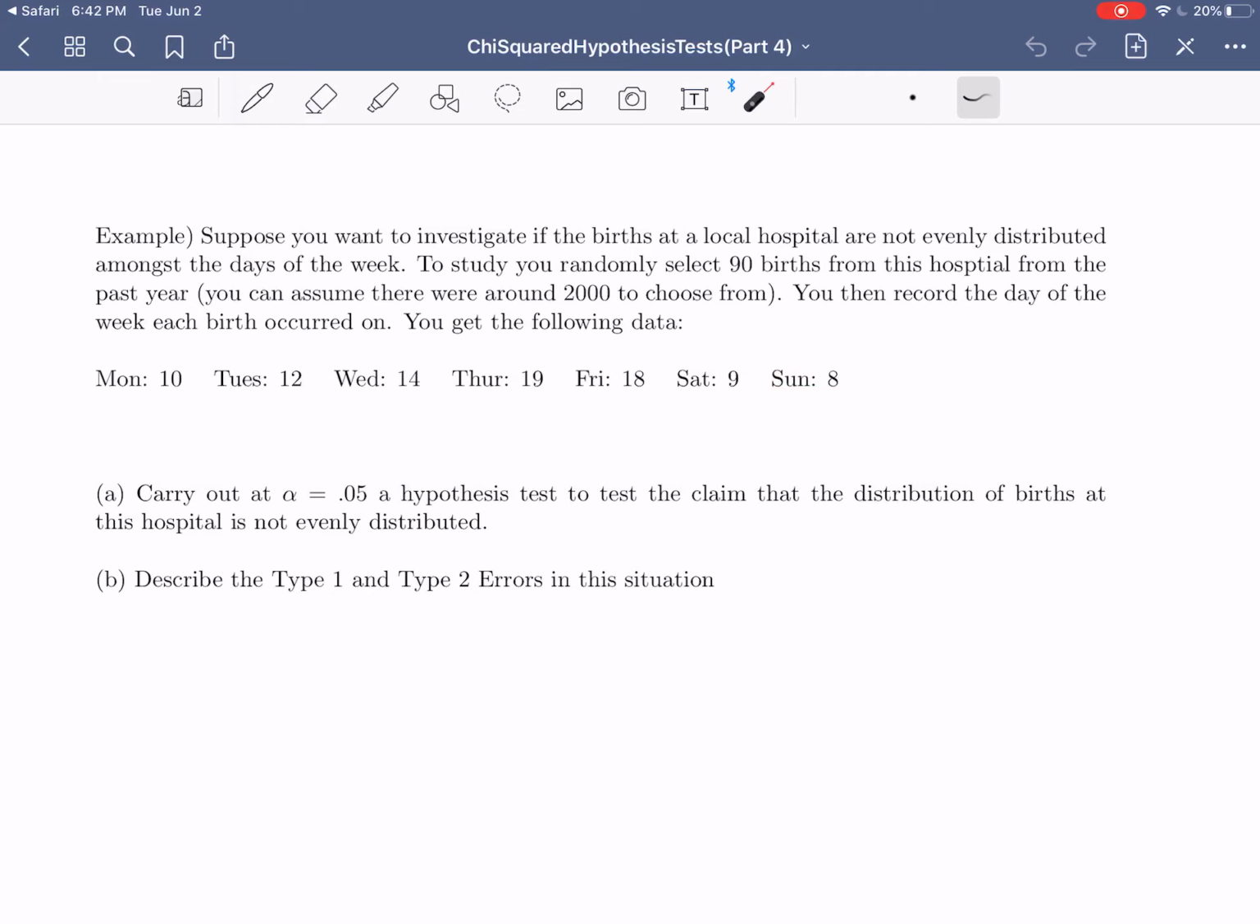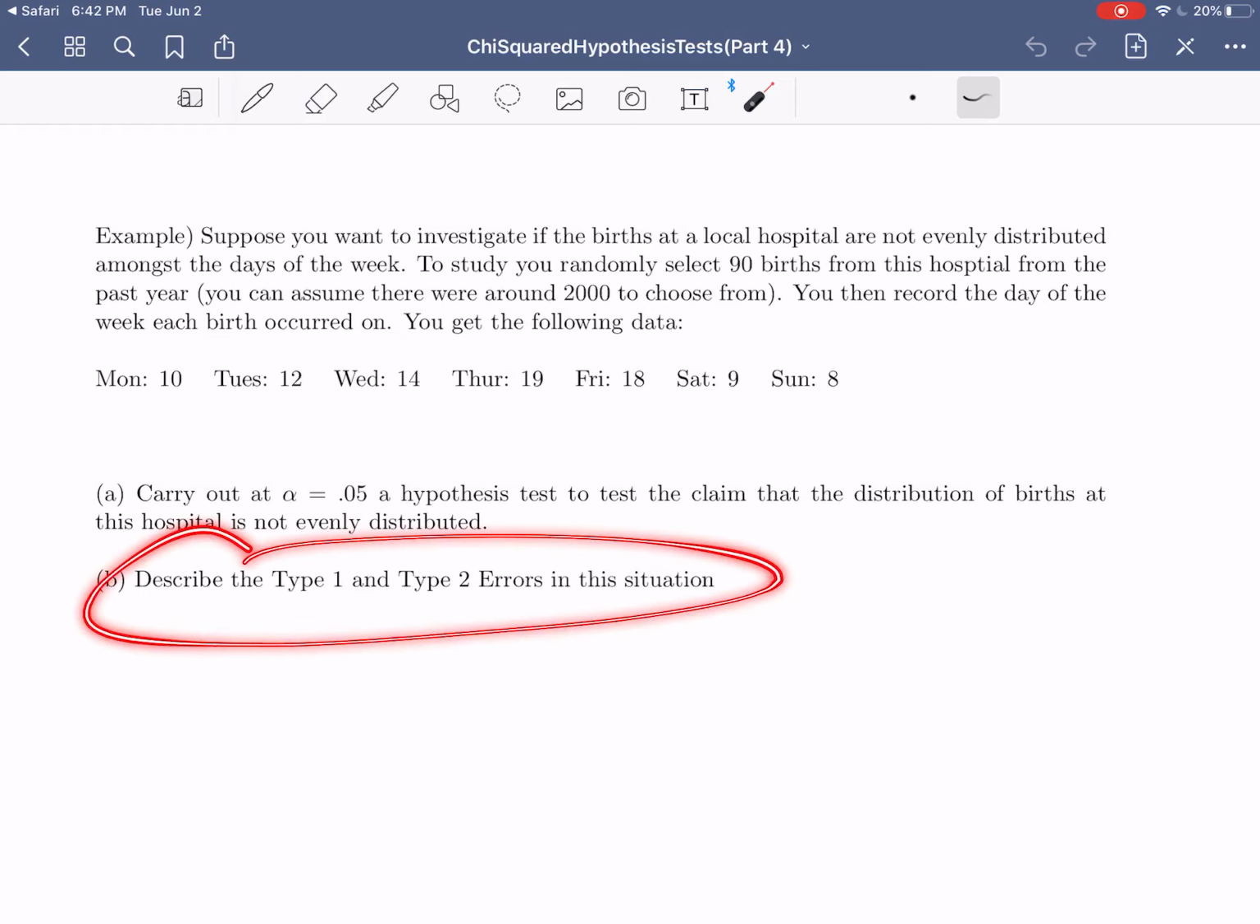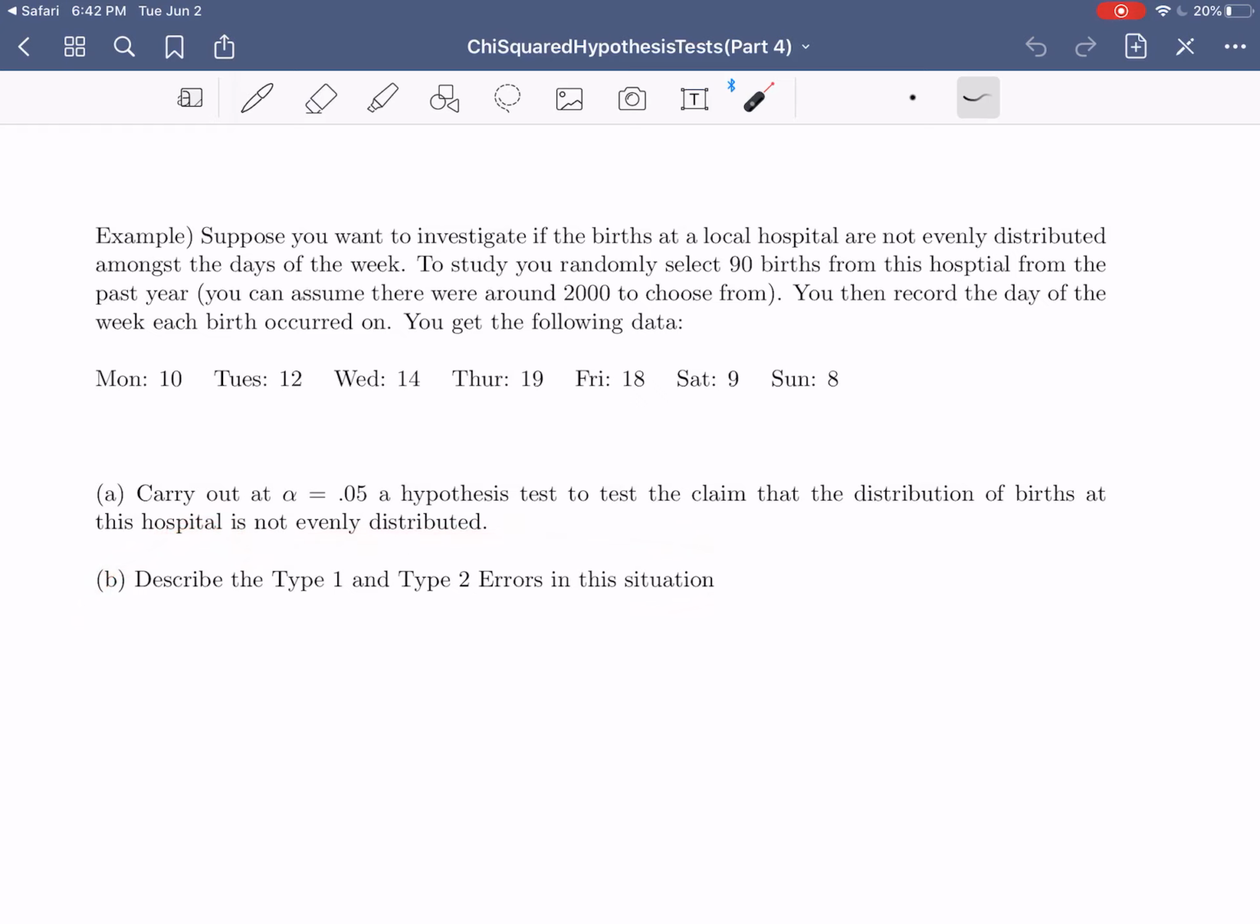So we're going to carry out, at alpha equals 0.05, a hypothesis test to test the claim that the distribution of births at this hospital is not evenly distributed. So our claim is that it is not evenly distributed. Then we're going to describe the type 1 and type 2 errors in this situation. So let's talk about how we'd approach this.